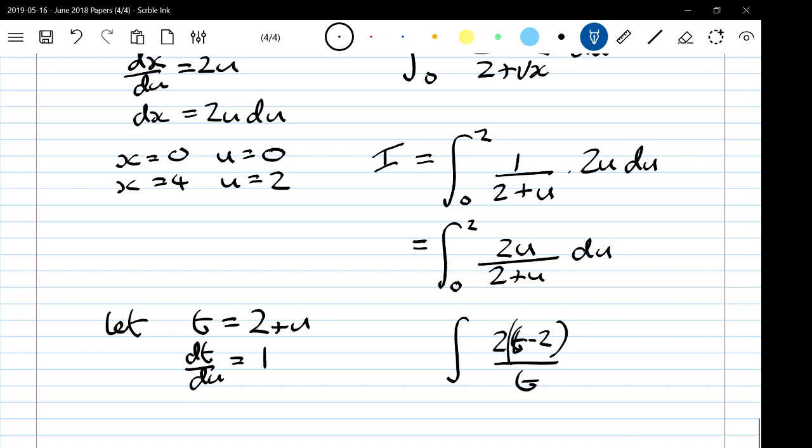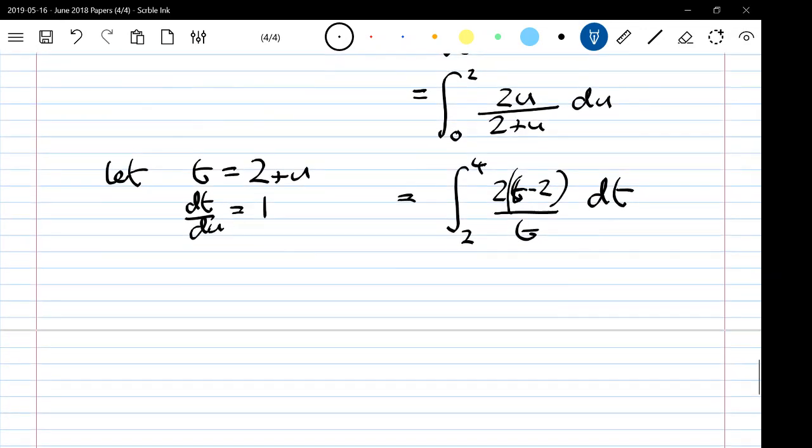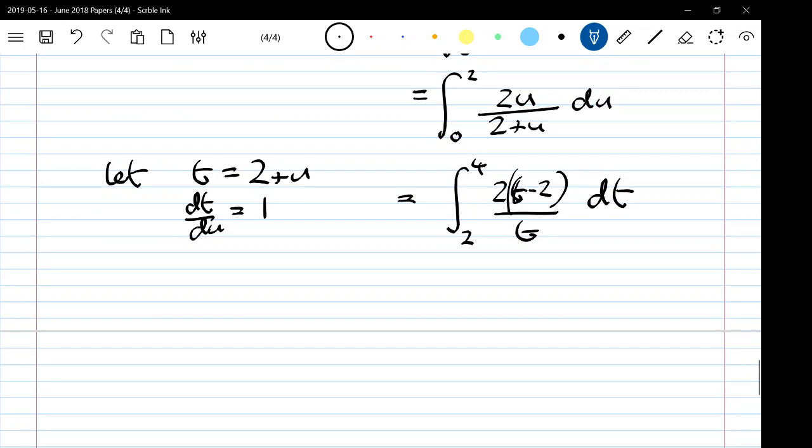And 2 plus u is t. dt equals du. Do I want to change the limits as well? When u is 0, t is 2, and when u is 2, t is 4. So the integral has now become that. It's a bit of a monster, isn't it?